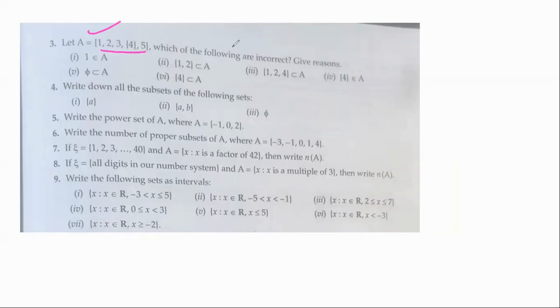And then {1, 2, {4}}. Yes, 1, 2. But we forgot one thing. 4 is a separate one. 4 is not an element of A on its own. So number 4 is not an element of A on its own. So you can't make the subset of 1, 2, and 4 together because {4} is completely different from 1, 2, 3, 4. So it is incorrect. It's not correct.